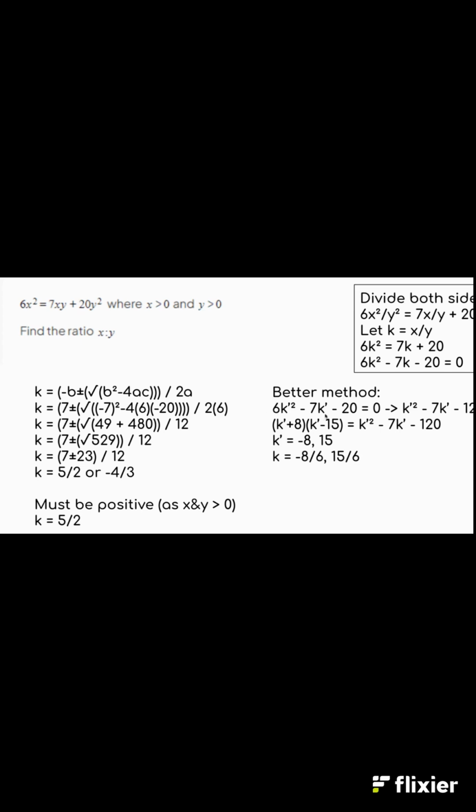I'll tell you why it works in a later short. So that equals negative 4 over 3 again, or 5 over 2 here. Since it must be positive, k will be equal to 5 over 2. Credits to BPRP for the faster method.